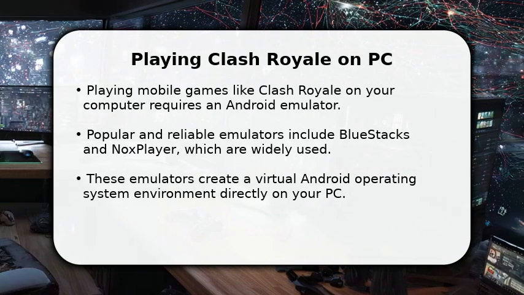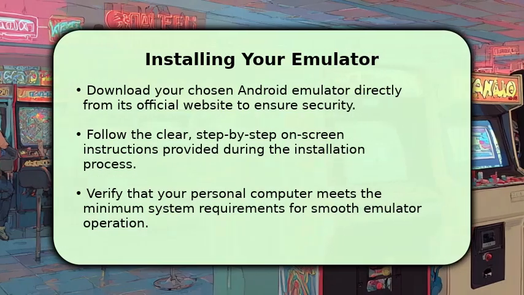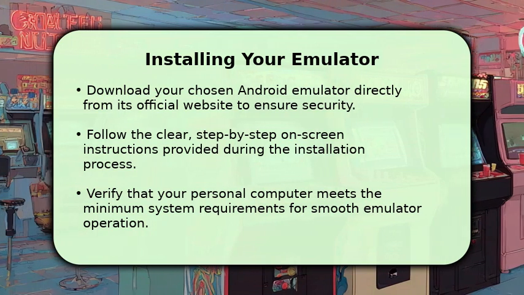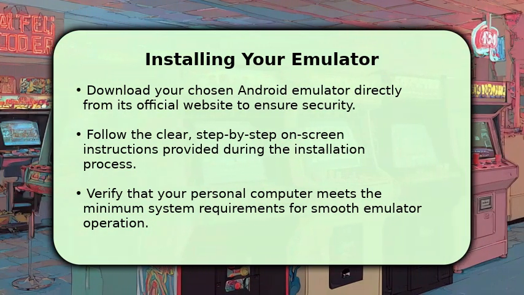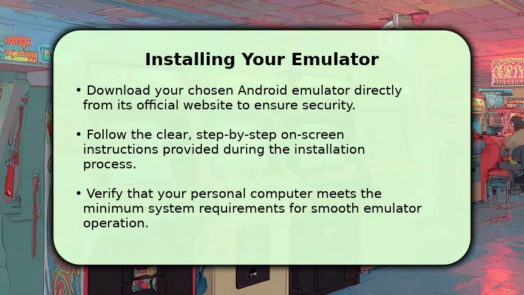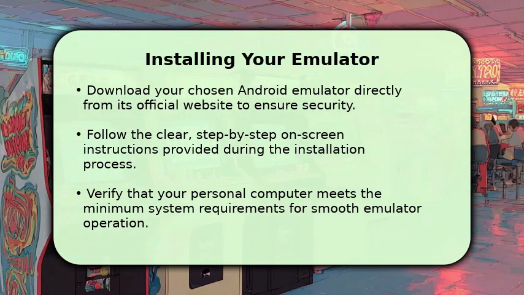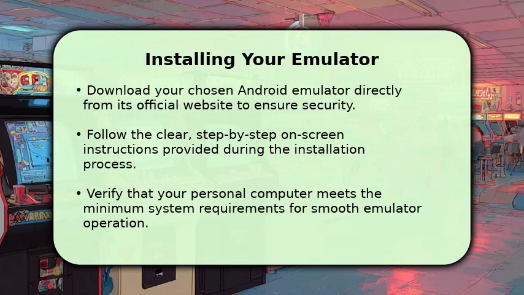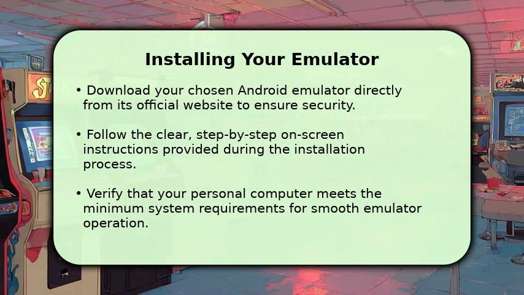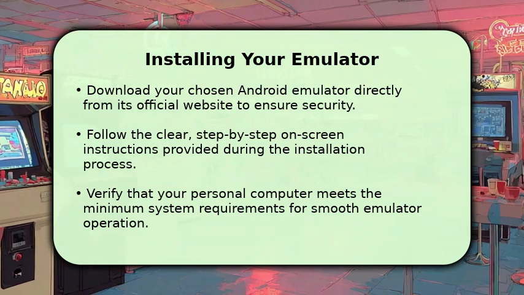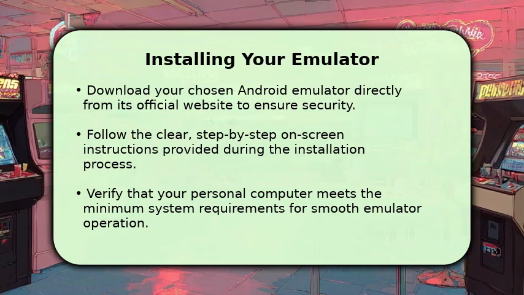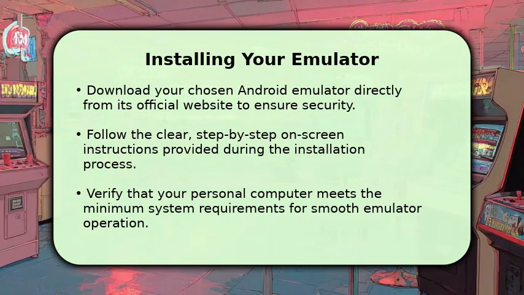It's a straightforward process. Next, you'll install your chosen emulator. Visit the official website of BlueStacks or Nox Player and download the installer file. Once downloaded, run the installer and follow the simple on-screen prompts. It's crucial to ensure your PC meets the minimum system requirements, typically needing at least 4 GB of RAM and a modern processor for the best performance. This step is quick and sets the foundation for your gaming experience.